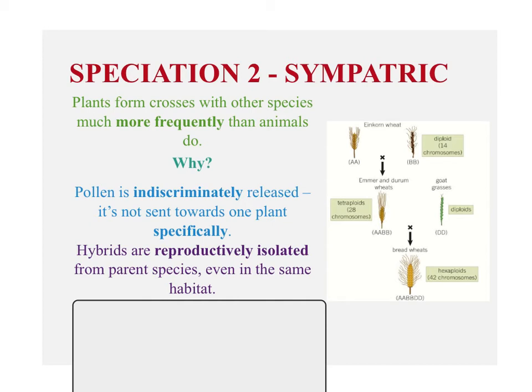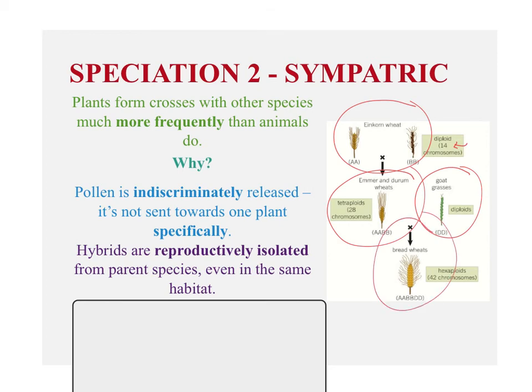And we can see in the diagram that we've got key examples here of this reproductive isolation, this sympatric speciation happening. So original parent populations of einkorn wheat with different alleles, so A's and B's, are both diploid. They're both 14 chromosomes. But what they produce, emmer and durum wheat, is tetraploid now, which means that it's got far too many chromosomes to go back and reproduce with those parent populations. But that tetraploid population of emmer and durum wheat is able to cross with goat grasses, which has got fewer genetics. Yeah, it's only a diploid species, but can reproduce and form bread wheat.